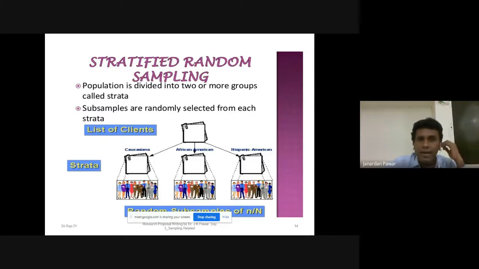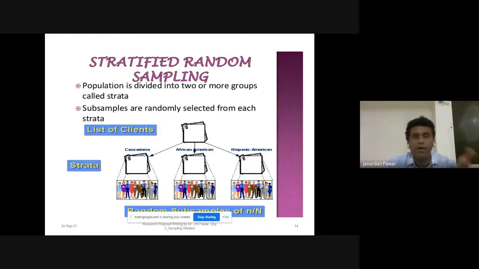So see, list of clients means what? The entire population, your universe. That is your universe, that is your population. And from those clients, you are making strata here, you are making groups here. We have made three groups here, and people are selected from those groups.